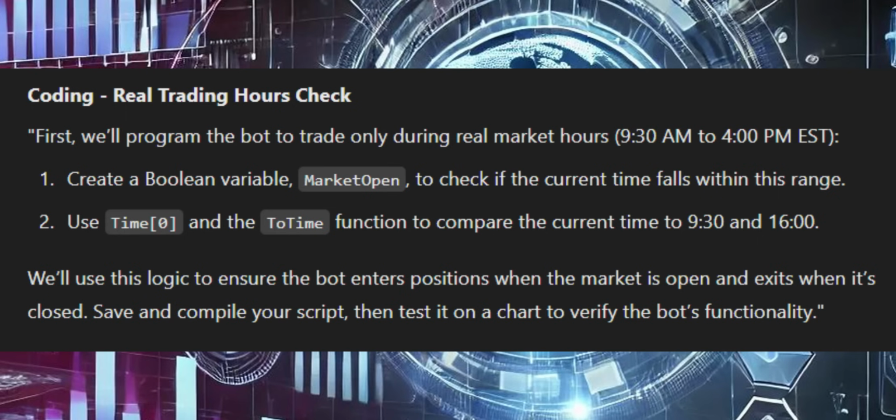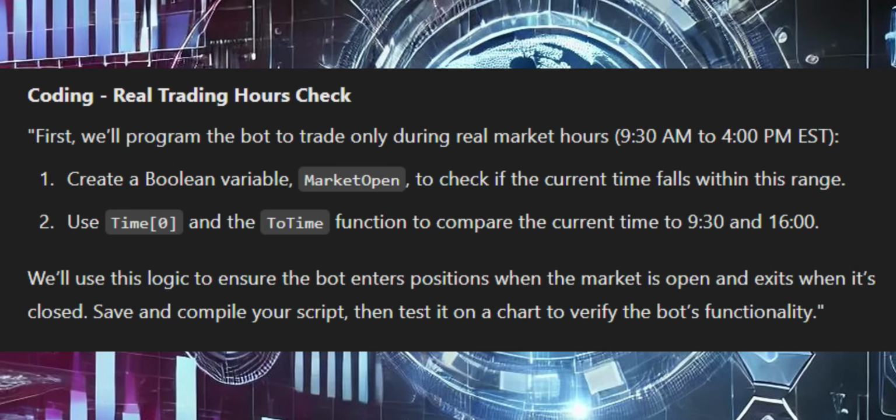Coding, real trading hours check. With the code unlocked, let's program a critical piece of logic, ensuring your bot trades only during real market hours. Imagine the scene, 9:30 a.m. The market buzzes to life with energy and opportunity. By 4 p.m., the trading floor quiets, signaling the end of the day. Your bot needs to know these boundaries, respecting the rhythm of the market.